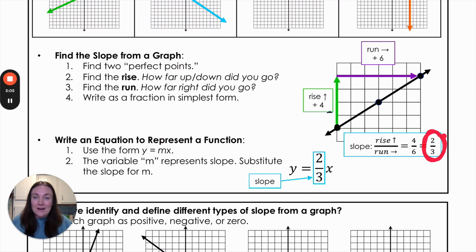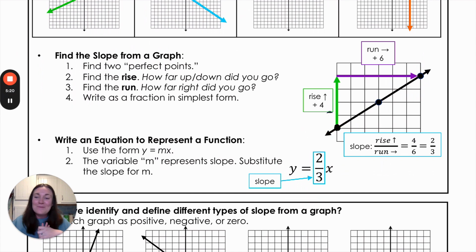So if I want to write that as an equation, I'm going to write y equals, I'm going to take out that m that represents my slope, right? And I'm going to plug in that 2/3 for my slope. So y equals 2/3 x. This is my equation that represents that line.